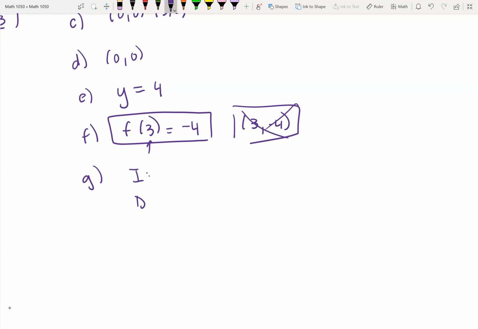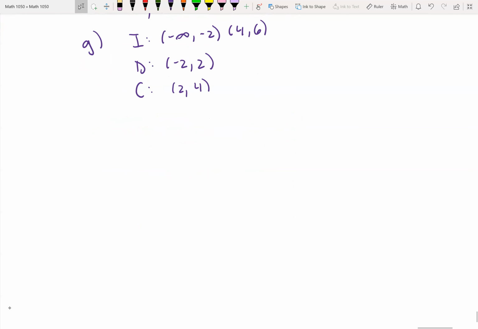Question G, increasing, decreasing, constant, start at the left. As I travel from the left to the right, it's increasing from negative infinity to an x value of negative 2. Then it decreases from an x value of negative 2 to an x value of positive 2. Then it goes constant from an x value of 2 to an x value of 4. Then it increases again from an x value of 4 to an x value of 6. Do not put a u in between on increasing, decreasing, constant.